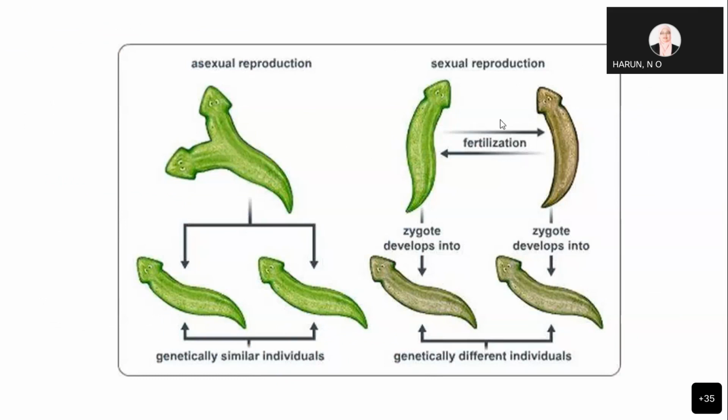Okay, untuk sexual reproduction, they do have male and female. Then this one develop ataupun diproduce zygote, ataupun at the same time, they produce the sperm ataupun the ovum. Then they will fuse together, fertilize, and at the end they will come out dengan zygote yang finally develop into genetically different individual.